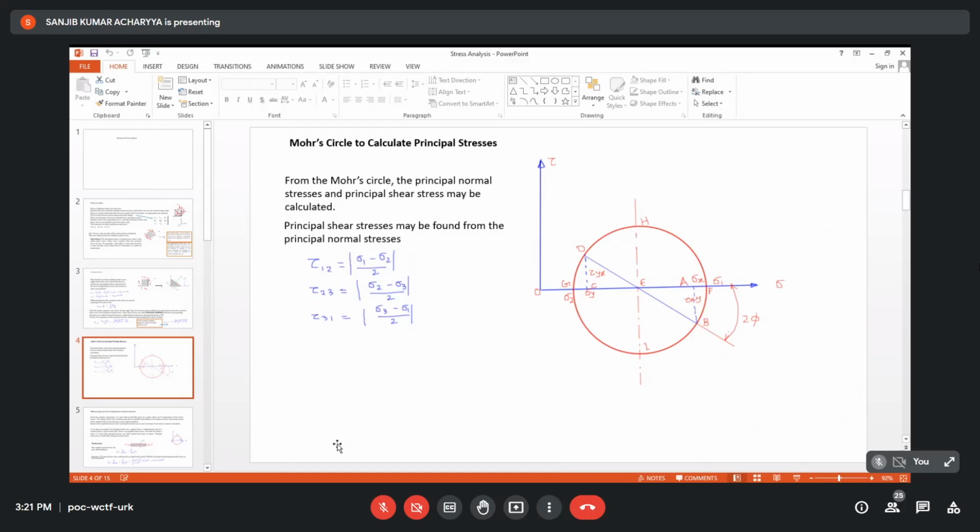Yes, sir. So this is also important, and you know the magnitude actually. So from this, depending on the value of sigma 1, sigma 2, sigma 3, which one of these tau 1, 2, tau 2, 3 and tau 3, 1 will be severe depends on the value of sigma 1, sigma 2, sigma 3. Do you agree? Yes, sir.